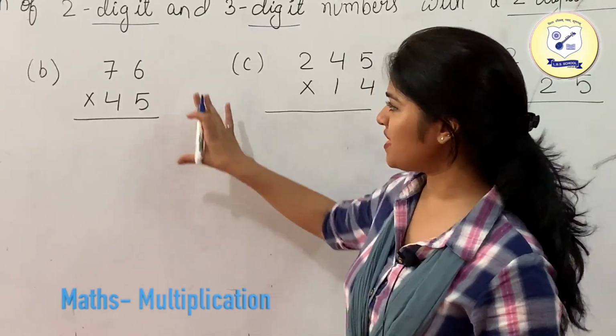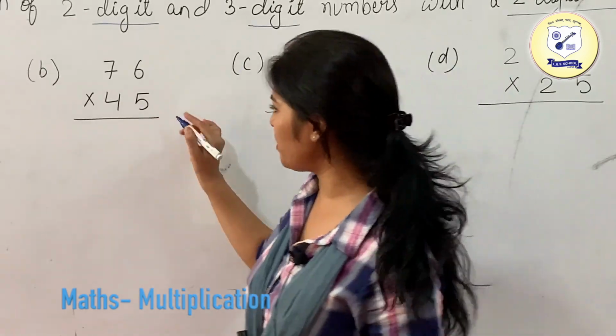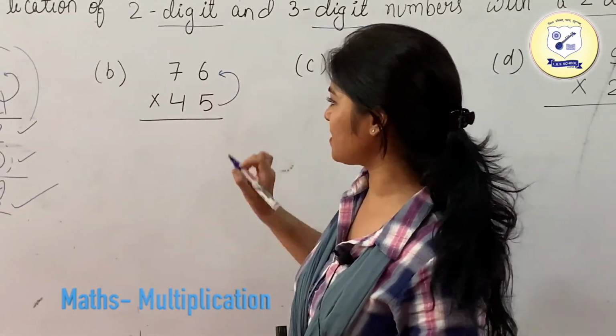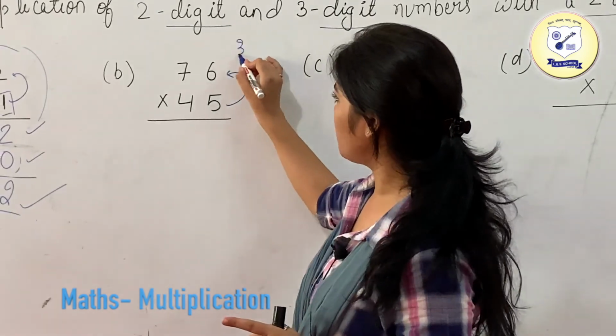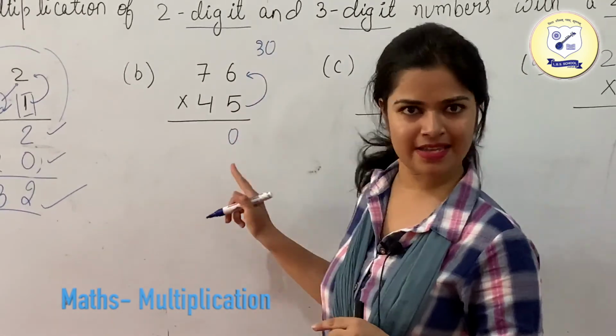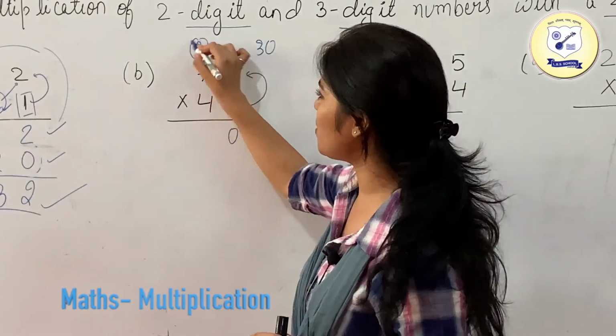So the next example is 76 multiplied by 45. What we need to do is multiply this 5 with the 6. So this is going to be your 30. Now write the 0, the units place, in your answer, and transfer the 3 as your carry.